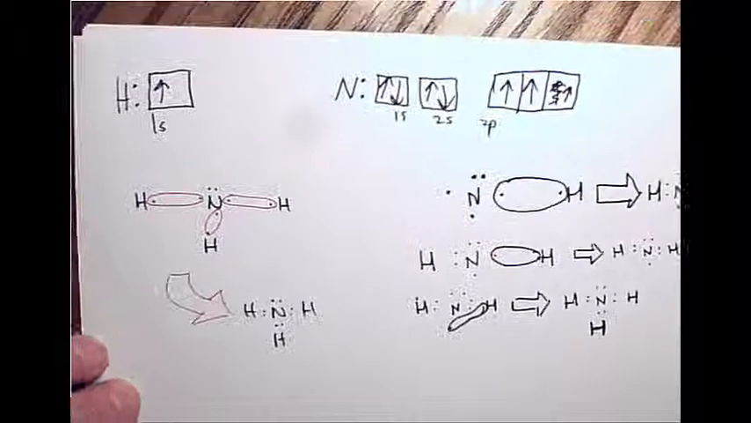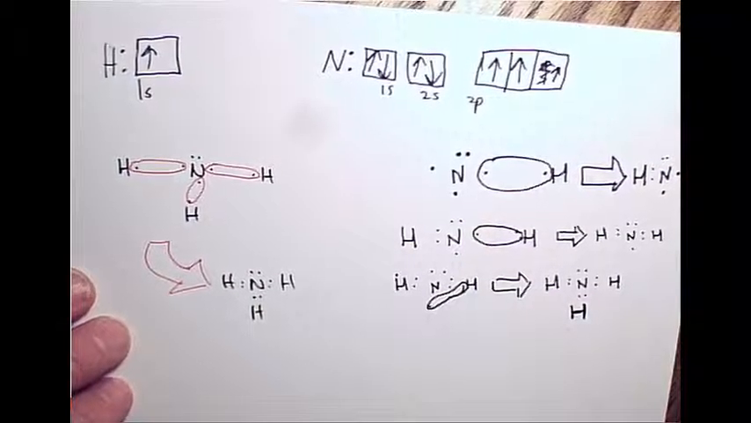All right, and so that's the electron dot formula for a combination of nitrogen and hydrogen. Okay?